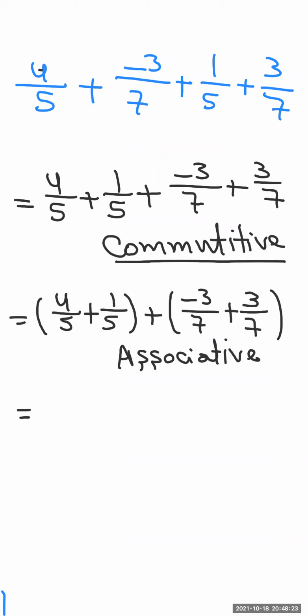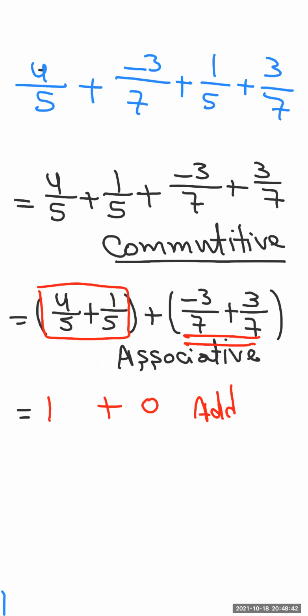Then add these two numbers: 5 over 5, which is equal to 1, right? Plus negative 3 over 7 plus 3 over 7, it's 0. And this step is the additive inverse. Now, 1 plus 0 equals 1. And this one is the identity element.